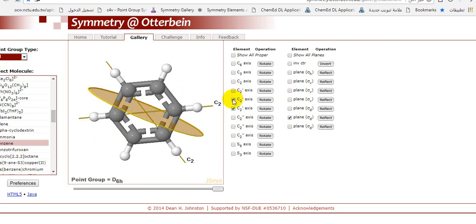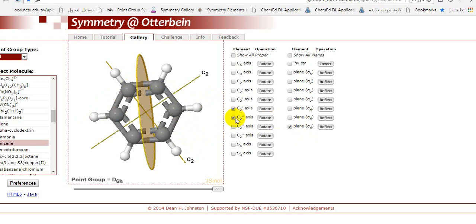Sorry, yes, this is 2C2. This is C2, and this is sigma d, and another one sigma d between 2 C2, between 2 C2. This is sigma d.